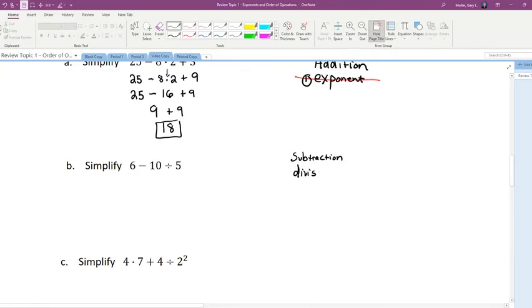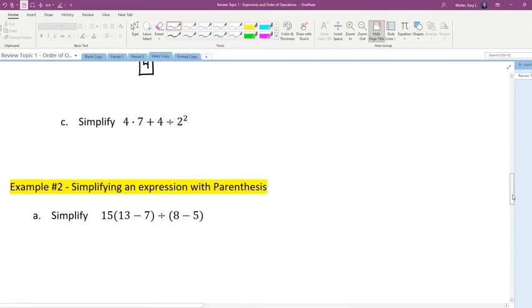So when I check in on my order of operations, I know that division comes before subtraction. So I'm not going to do 6 minus 10. I'm going to do 10 divided by 5. And so that gives me 6 minus, and then 10 divided by 5 is a 2. So that's taken care of. And then the only thing left is 6 minus 2, and the answer would be 4. All right, nice and straightforward. If you pay attention to it, it's pretty easy to get it right.